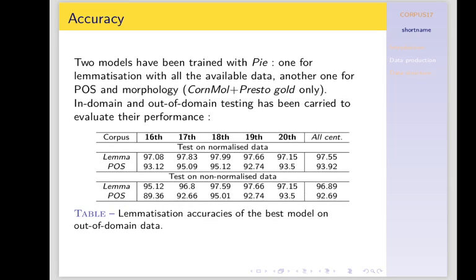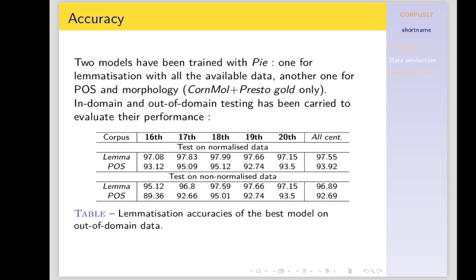Details of all the accuracies are in the other paper, but here I present the results, and we can see that it's pretty good for lemmas and for part of speech, on normalized and non-normalized data. We can see that the models generalize pretty well. It's slightly better for the lemma than for the POS, which can be explained by the fact that there is much more data to train the lemma model than the part of speech model. I forgot to say that we have two different models, one for the lemma and one for the part of speech.